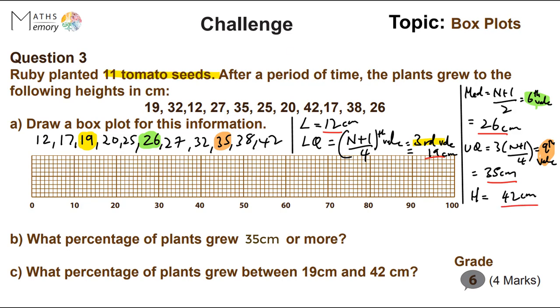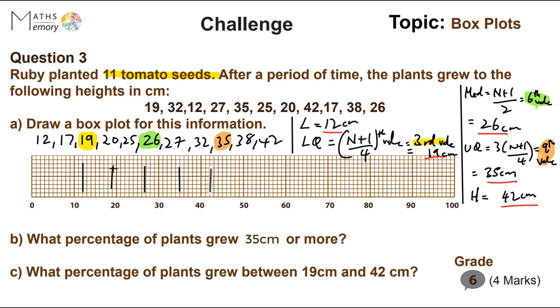The easy bit to represent this on here. So your low is 12, 12 over here. Your lower quartile 19. Your median 26. Just about to see this one over here, 26. All right, 35, your next one over here, and 42 over here.